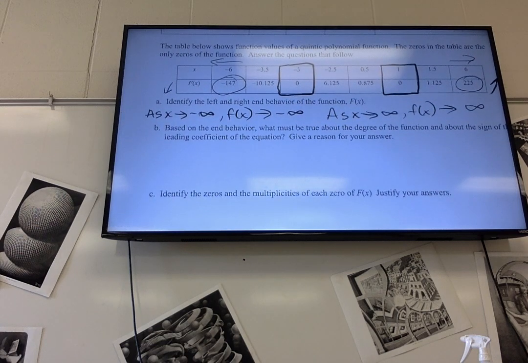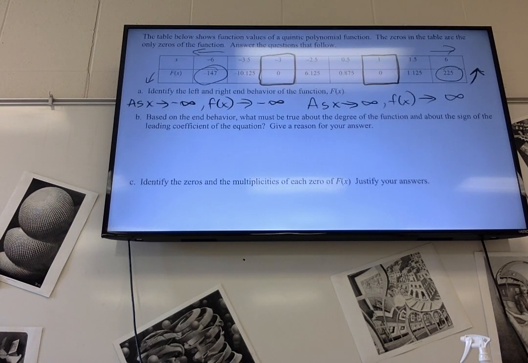All right, so B, based on the end behavior, what must be true about the degree? The degree we said was odd. And about the sign of the leading coefficient, the leading coefficient is positive. The degree is odd because they point in opposite directions, and the leading coefficient is positive because it points up on the right.